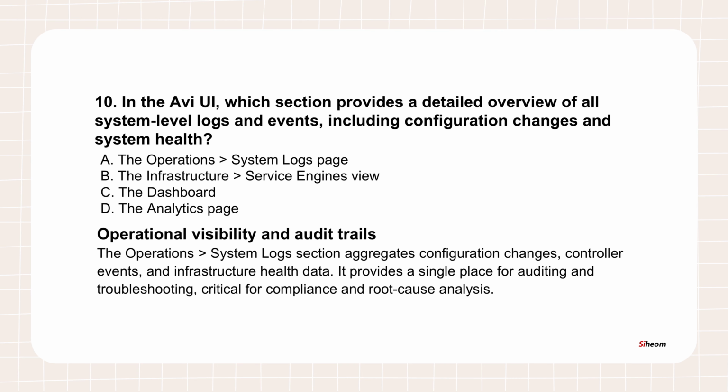Okay, last piece, the audit trail. When there's a config change, a system event, someone logging in, where does an admin go in the UI to find that definitive history? For that comprehensive system-wide view of everything that's transpired, config changes, user logins, system health events, critical errors, the canonical place is the Operations System Logs page. That's your main audit log, your historical record for the entire AVI control plane.